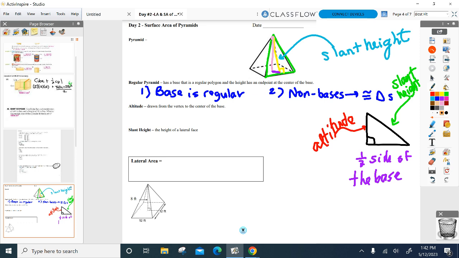So everyone see how we connect? Altitude, drop it down. Slant heights on the base, connect them. That last leg is half the side of the base. All right, we good. I think we're ready for lateral area.